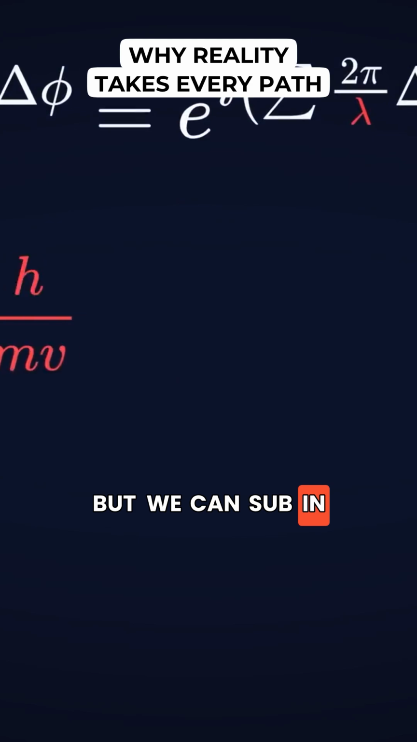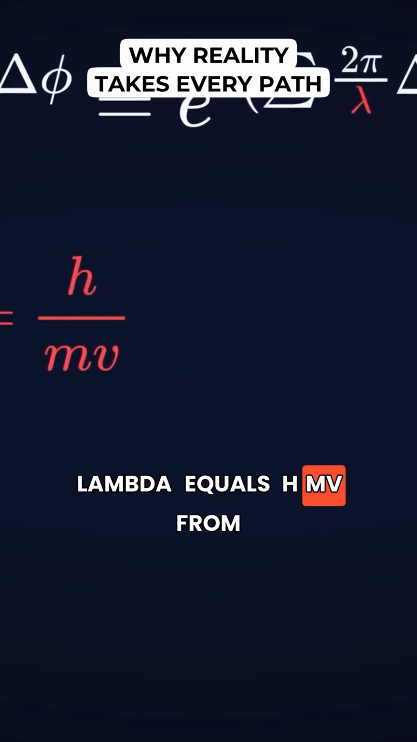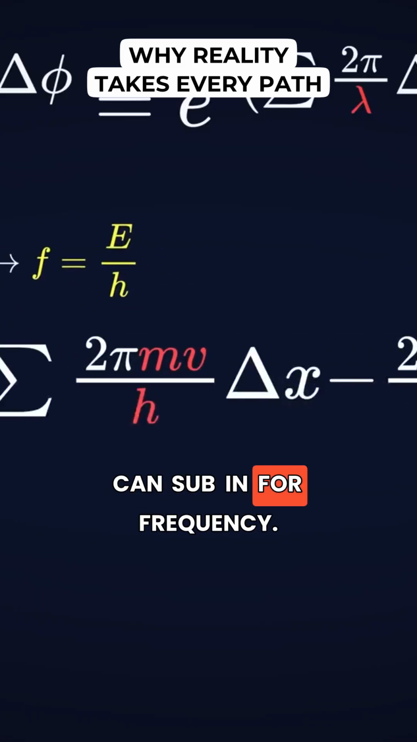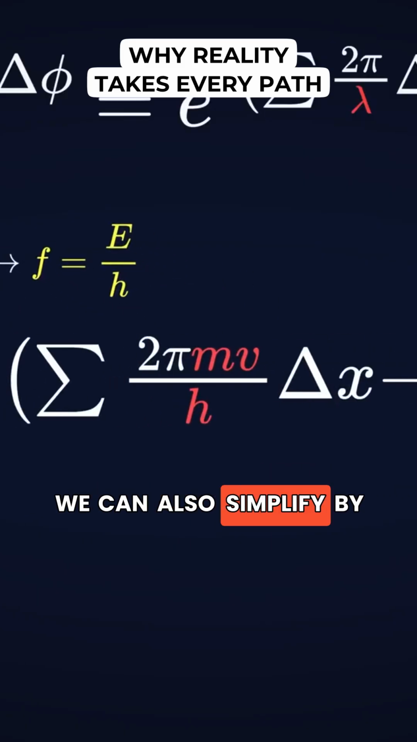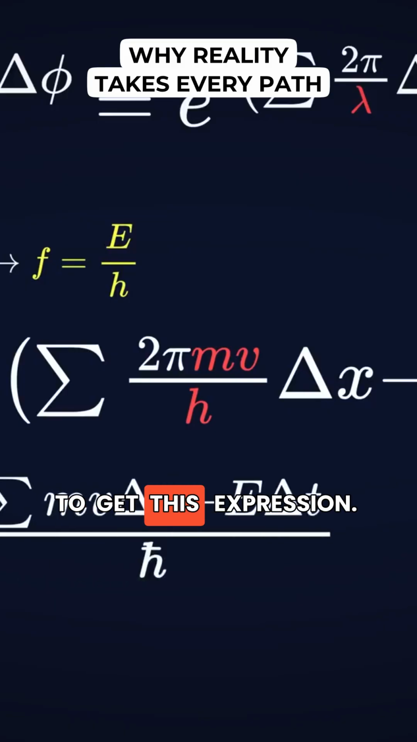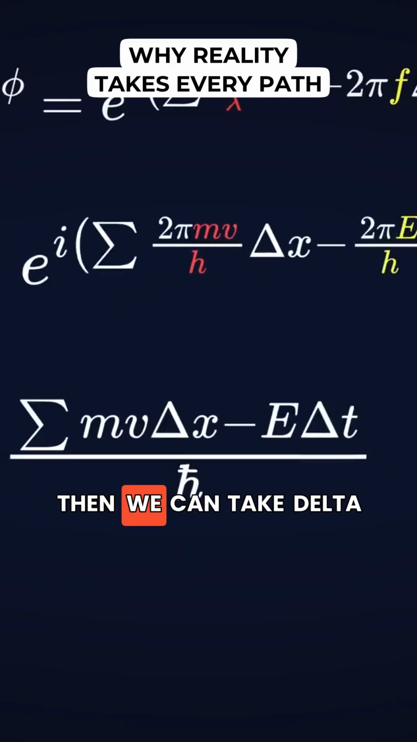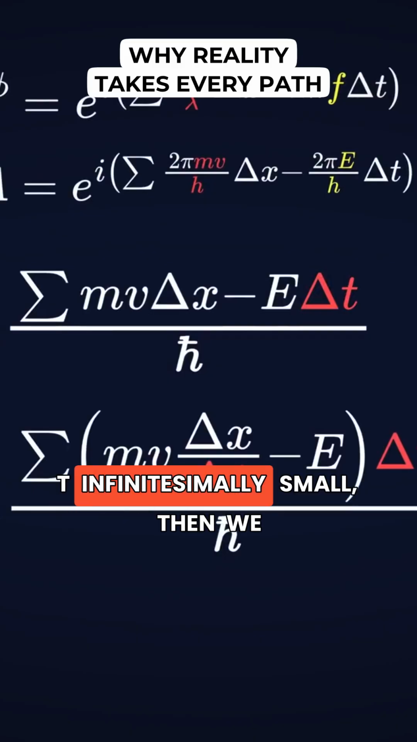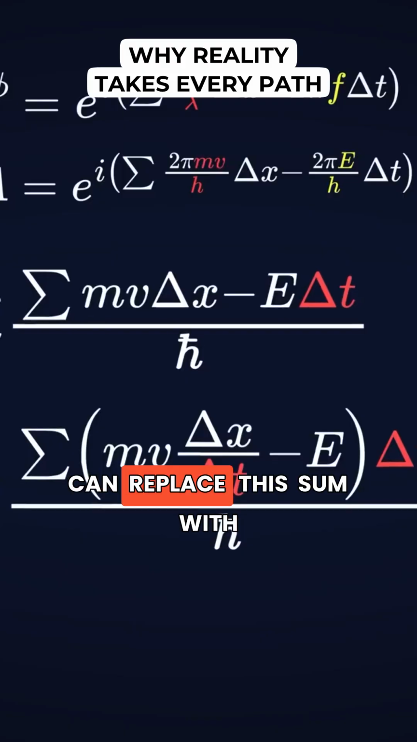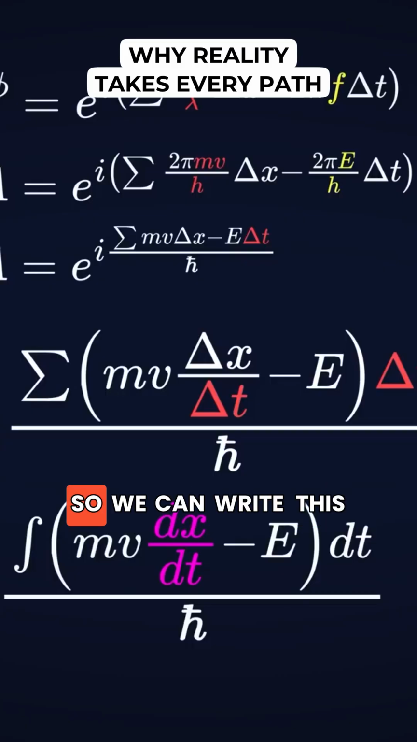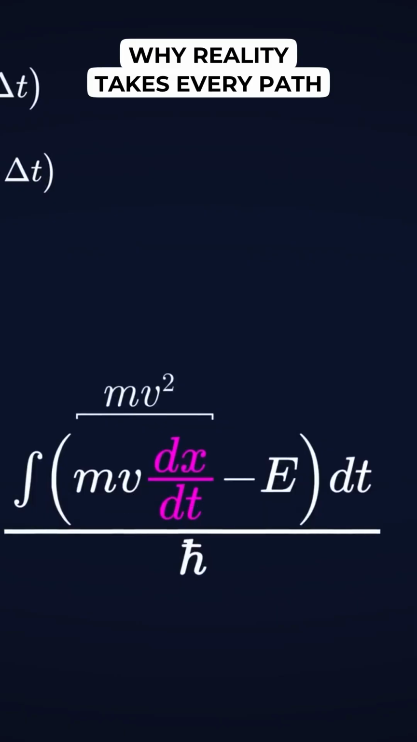But we can sub in lambda equals h over mv from de Broglie, and using E equals hf, we can sub in for frequency. We can also simplify by writing h over 2 pi as h bar to get this expression. Then we can take delta t to the right, and if we make delta t infinitesimally small, then we can replace this sum with an integral. But now dx by dt is just velocity, so we can write this as mv squared.